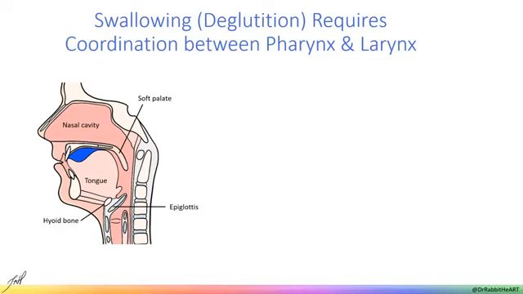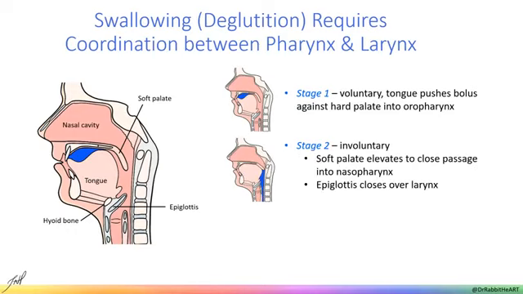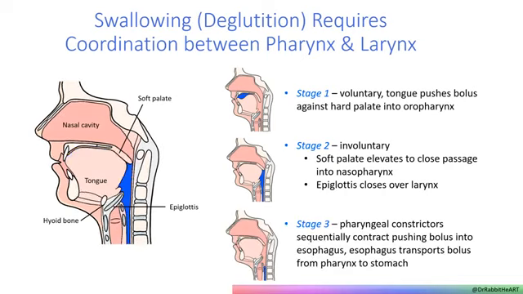We can break swallowing down into 3 steps. During the voluntary phase, or stage 1, the tongue pushes a bolus of food into the oropharynx. In stage 2, the soft palate lifts, blocking the nasopharynx while the epiglottis closes over the laryngeal inlet, blocking off the larynx. In stage 3, sequential contraction of the pharyngeal constrictors pushes the food into the esophagus, and then esophageal peristalsis moves food into the stomach.